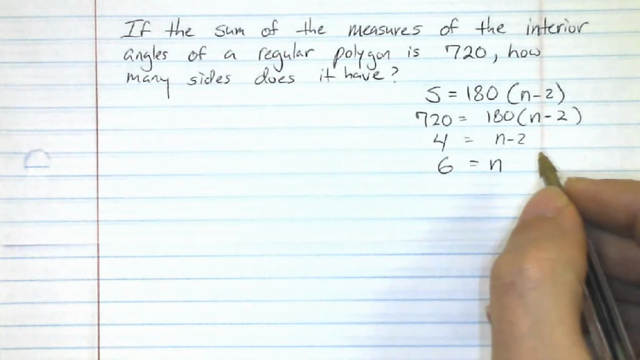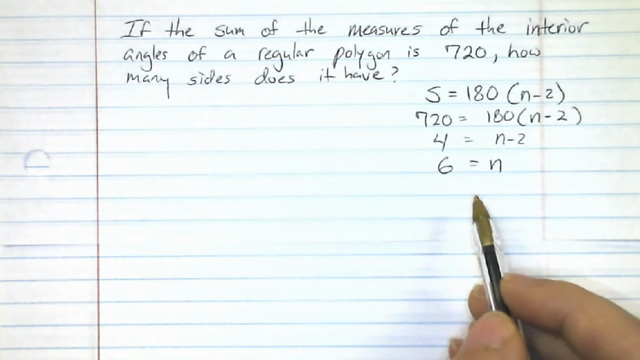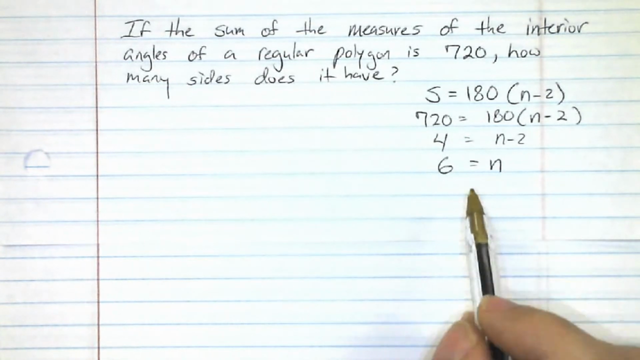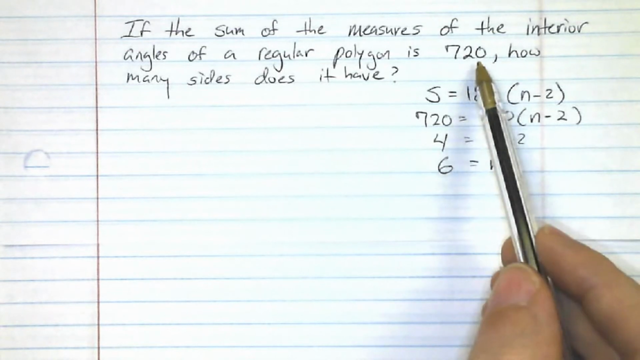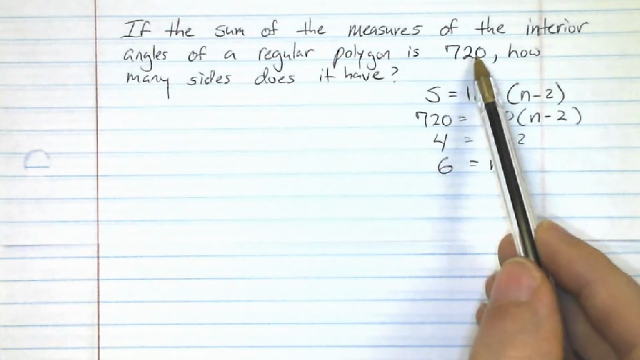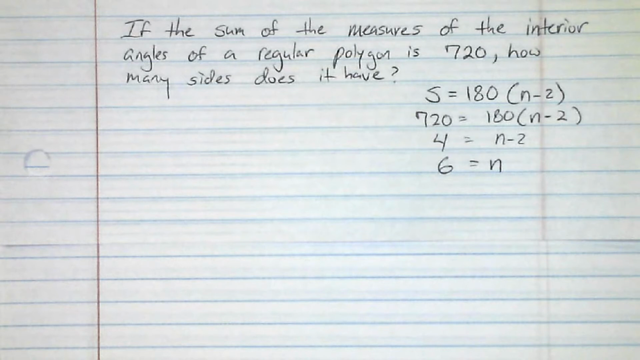And that means that a six-sided figure, regular polygon, has interior angles that add up to 720 degrees. If you understand all of that, you should be pretty well set for Chapter 6, Section 1. Check out the next section.